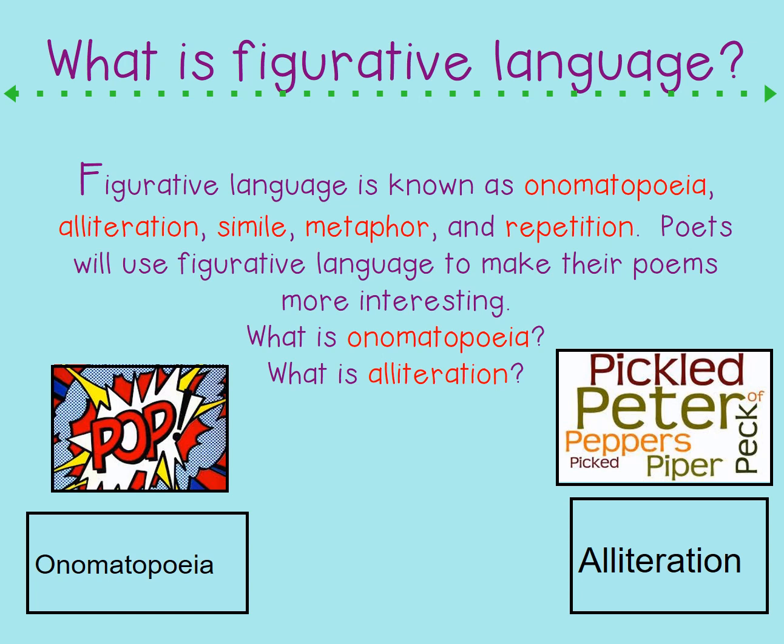So here we have the word pop, and that is an example of onomatopoeia. It's a sound word. Onomatopoeia is sound words. And then we have Peter Piper picked a peck of pickled peppers. It's hard to say. It's a tongue twister. That is alliteration. Alliteration are those words that sound like tongue twisters because they have that same sound at the beginning of each word.